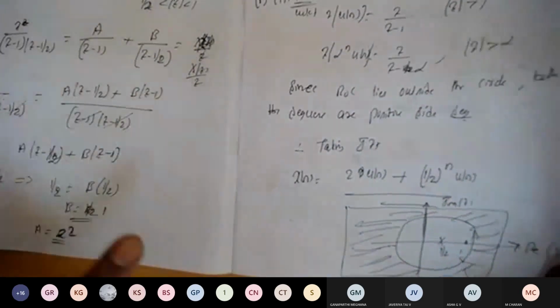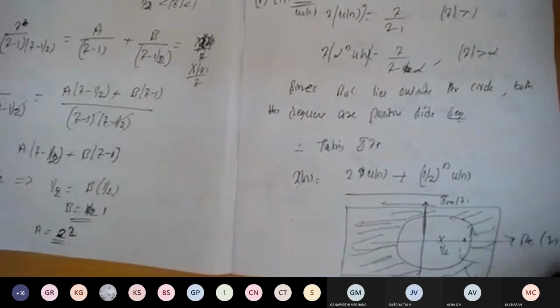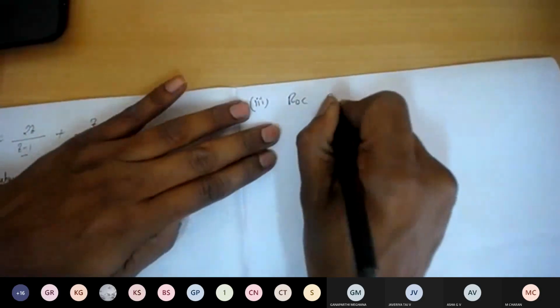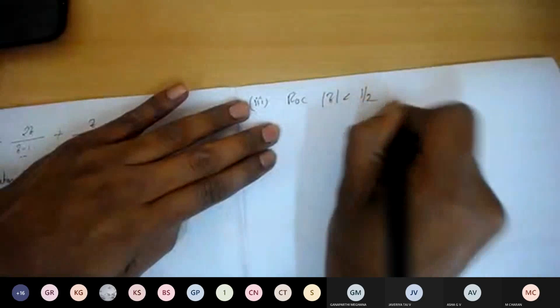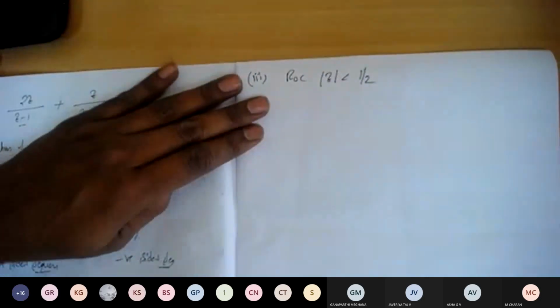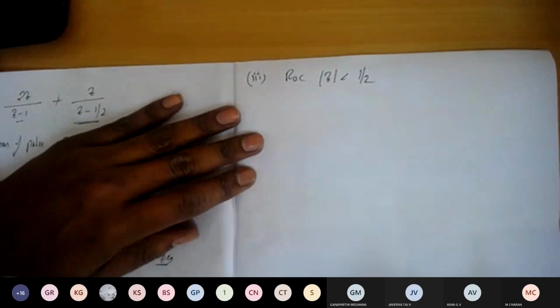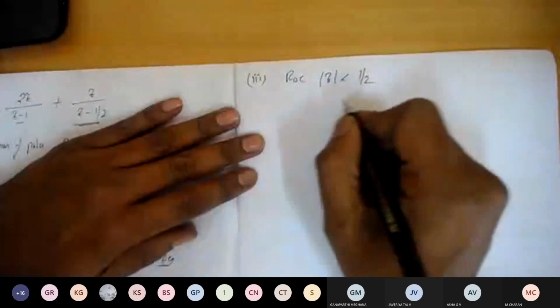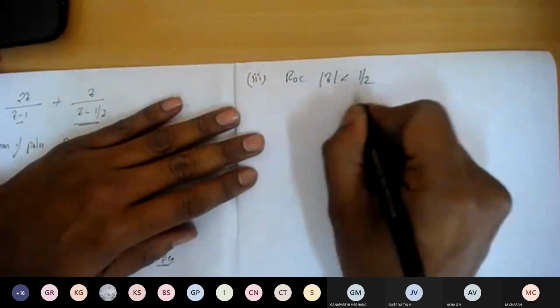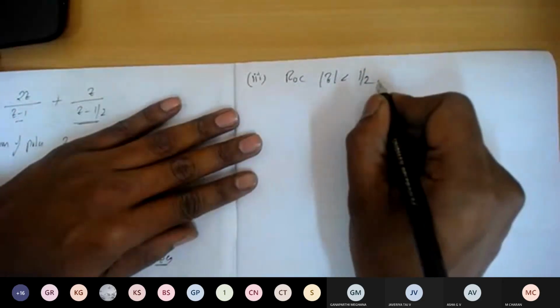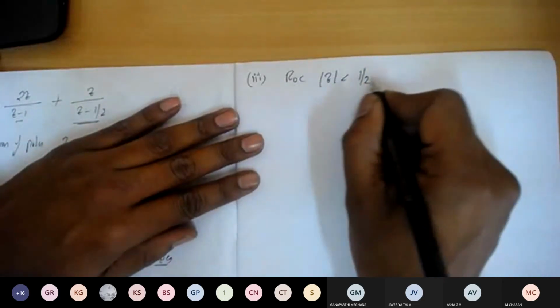Now I'll take one more case. One more case is possible here. So I'll consider the third case, the ROC for Z is less than 1/2. Where Z is less than 1/2 means both are negative-sided sequences here. So for the negative-sided sequence, the minimum of the two ROCs will be considered here. So Z is less than 1/2.